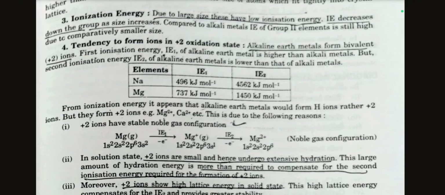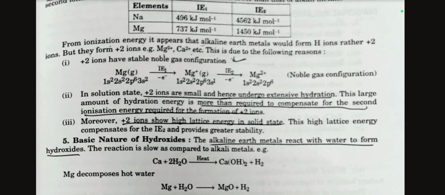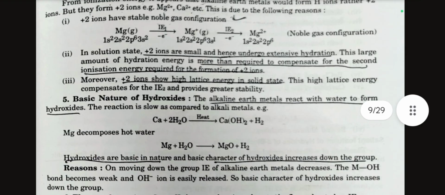This is due to the following reasons. +2 ions have a stable noble gas configuration. In solution, +2 ions are small and hence undergo extensive hydration. This large amount of hydration energy is more than required to compensate for the second ionization energy. Moreover, +2 ions show high lattice energy in the solid state. The high lattice energy compensates for the ionization energy too and provides greater stability.